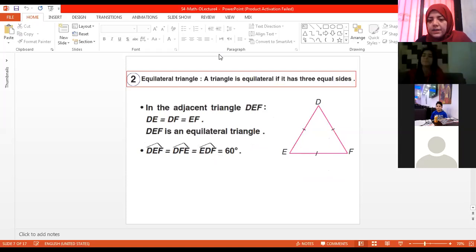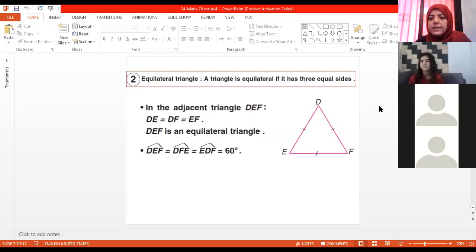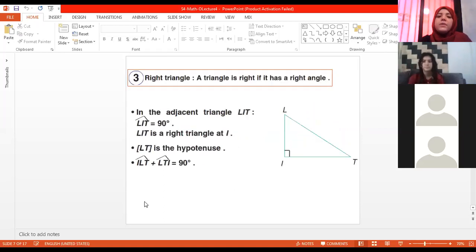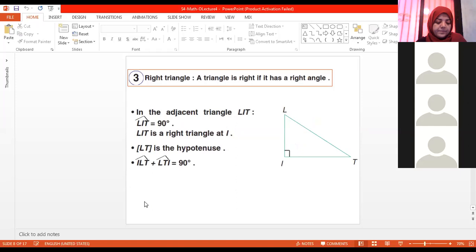I think we have here, if you have anything, guys, you can ask, okay? Okay, let us continue. If you have anything, you can just ask. So let us continue. Now the right triangle, in the right triangle we have one right angle, and the side which is facing this angle is called the hypotenuse. Okay, till now do you have any question? No. Great. Let us continue.